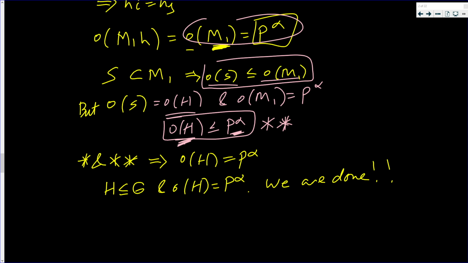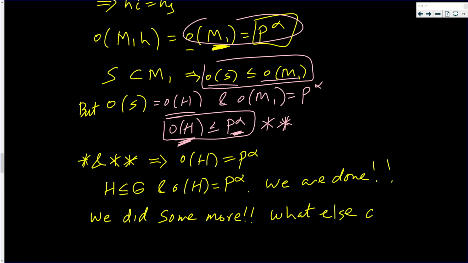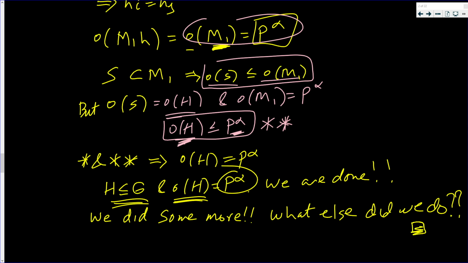But we also did some more. Here's a question for you guys. What else did we do? We did a little bit more than showing that there's a subgroup in G. There's a subgroup in G, and the order of that subgroup is p to the alpha. We did a little bit more. Leave in the comment section what extras we did.